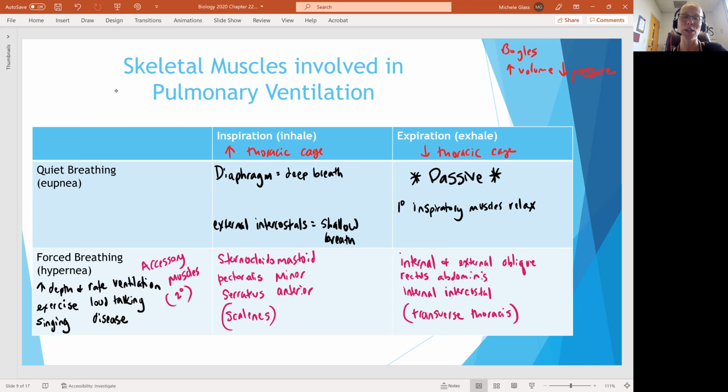Up next, we're going to talk about your lung volume. So how much air can you actually move? And also then lung capacity, how much air can your lung actually hold?